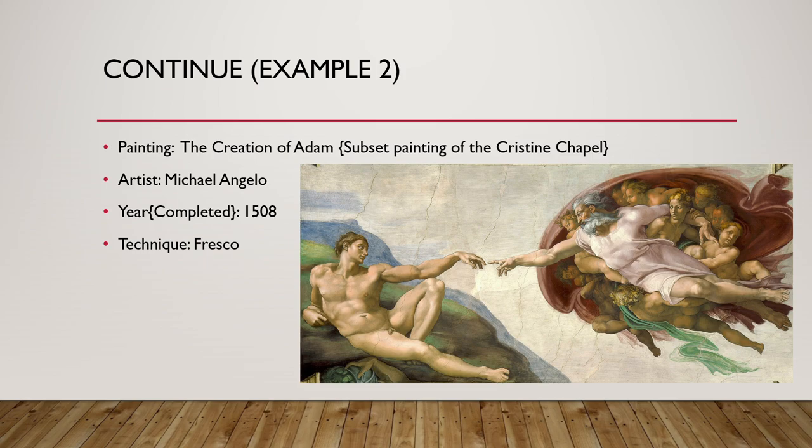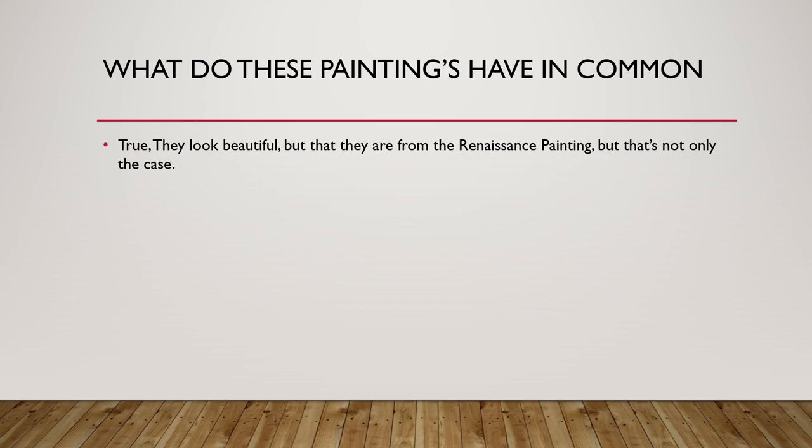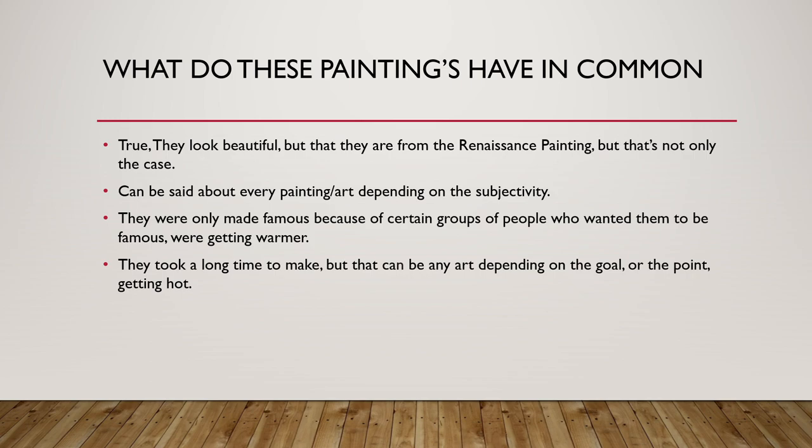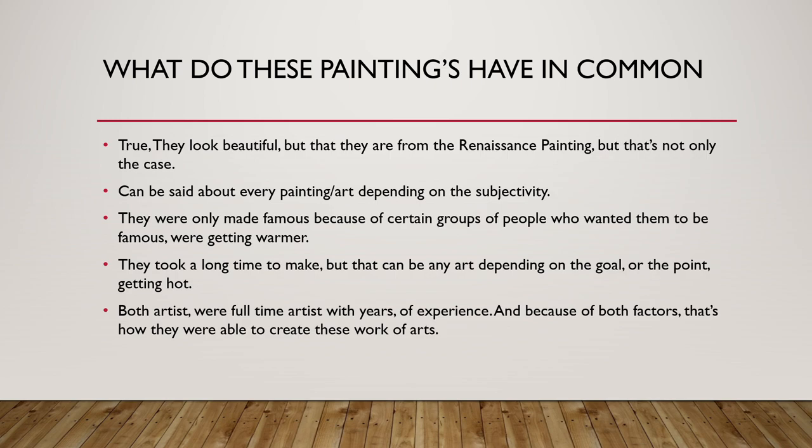So what do these paintings have in common? That's true, they do look beautiful, and they're from the Renaissance, but that's not the only case, because subjectivity depends on the art. From Duchamp, that's what he said, even though I'm not a fan of Duchamp, I'm just making an argument to what I said in the first sentence. That's true. Certain groups of people did make them famous. But there was a reason why those certain groups made them famous, and it's because of the lineage. Everyone knows that these paintings are some of the best work Da Vinci and also Michelangelo did. They also took a long time, and that's standard for that time. In fact, it should have been taking more time than it did during that time, because it was a cream of the crop selection. It was actually because they both were full-time artists with years of experience, post-training. This is post-training.